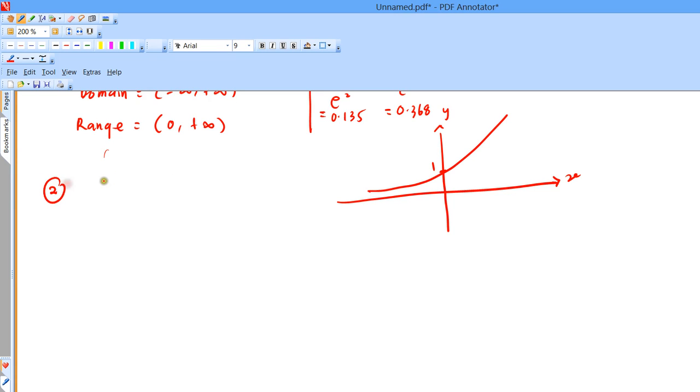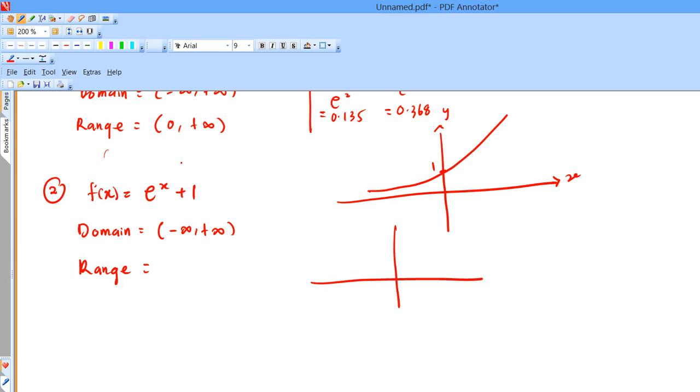And then example number 2, f(x) equal to e to the power of x plus 1. The domain can be any value from negative infinity to positive infinity. For the range, you can see from the table, or if you sketch a graph, e to the power of x plus 1, when x equals 0, f(x) equals 2 here.